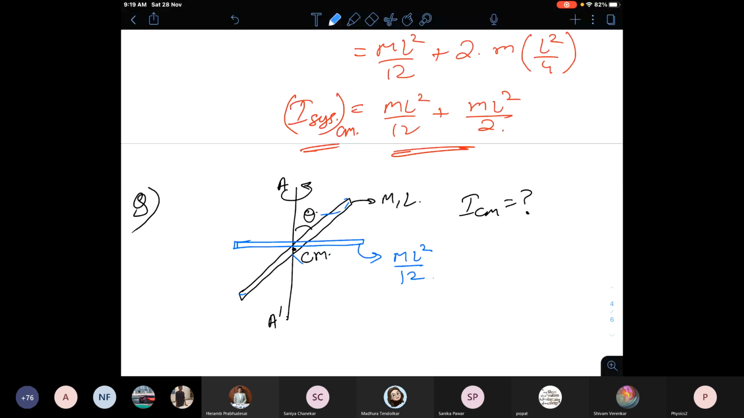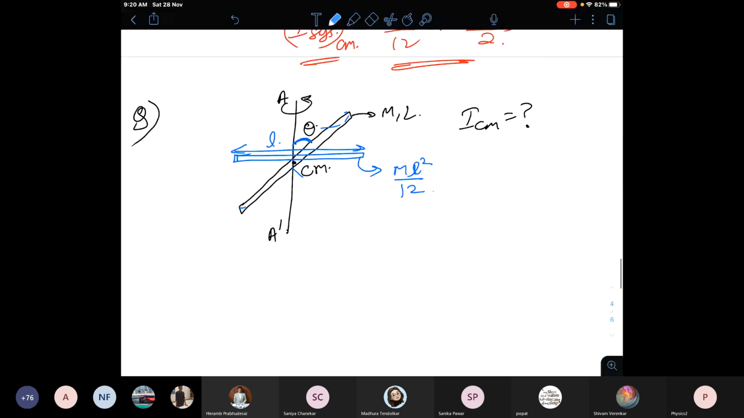Now see, if this length is at an angle of theta with the perpendicular to the axis, can we say that with respect to this capital L, the new length, let's write this as small l. This is the length of small l. Let me just draw it like this. This length is capital L, and this length comes out to be small l.